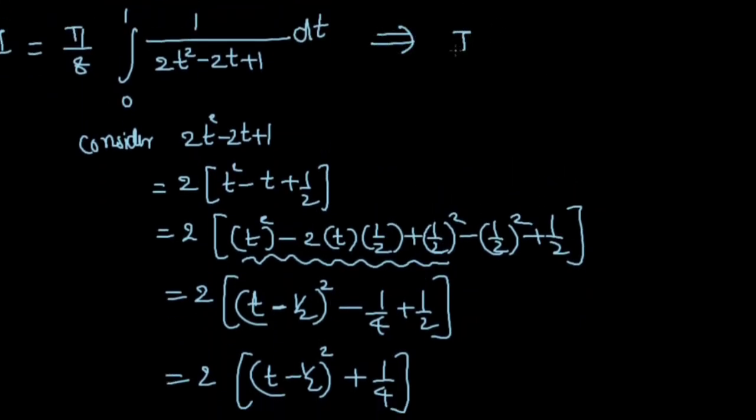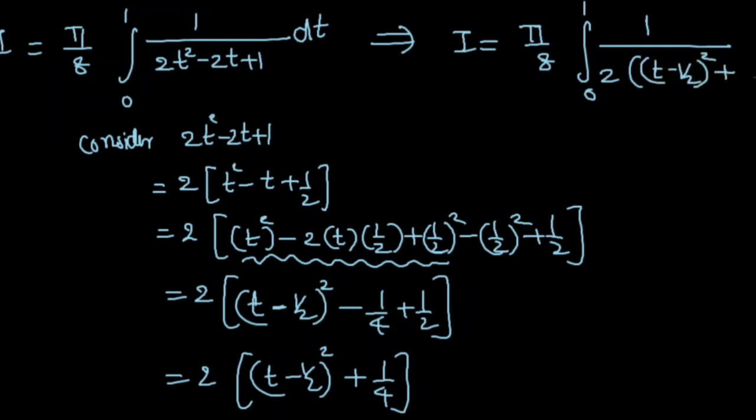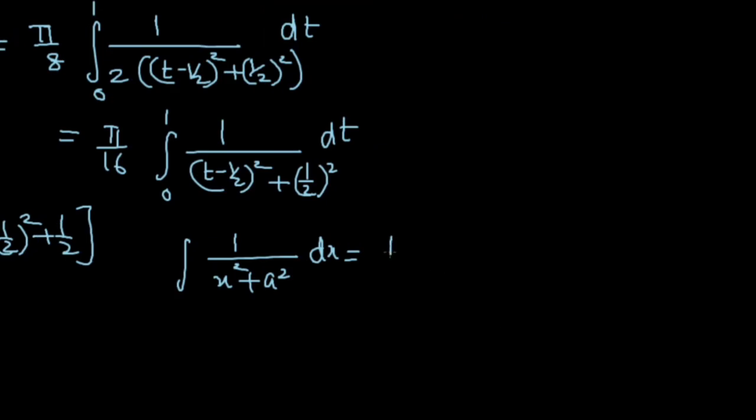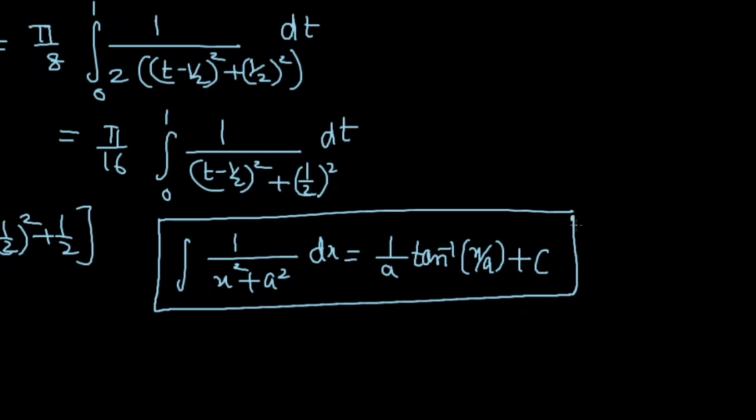So here I is equal to pi by 8 integration 0 to 1 by, in the place of this quadratic I can write 2 times (t minus 1 by 2) whole square plus (1 by 2) whole square, because 1 by 4 is there, right? We can write here dt. 2 outside, so pi by 2 into 8 is 16, integration 0 to 1 by (t minus 1 by 2) whole square plus (1 by 2) whole square dt. Now this is in the form of integration 1 by x square plus a square dx. So what is the formula? 1 by a tan inverse x by a plus c. This is the formula.